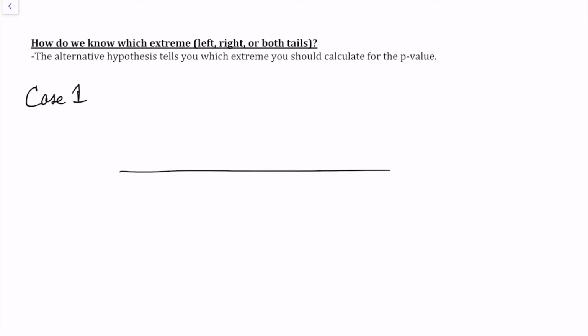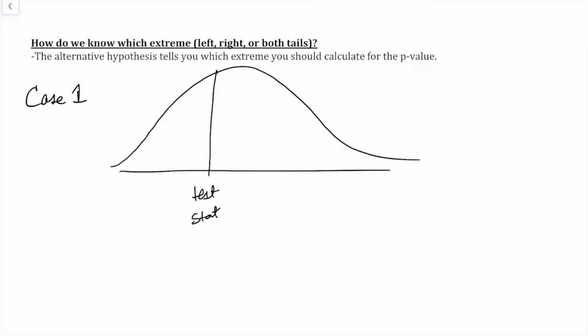So case one is the case where, remember, the central limit theorem says we have an approximately normal distribution. And let's say that our test statistic was, I don't know, somewhere over here. So this is our test statistic, okay? And let's say our alternative hypothesis for this case one, going back to proportions, is where the proportion is less than some value. Let's say some number, which I'll call 0.30. Well, what this means is that your alternative hypothesis tells you which extreme you should calculate. Meaning, you see how it is less than 0.30 or less than anything?